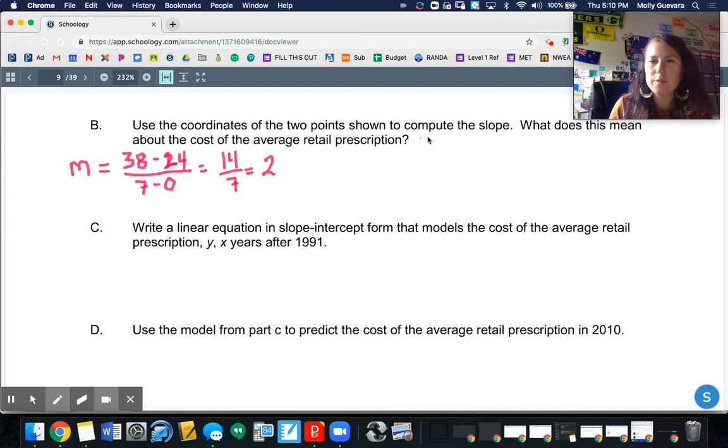So this tells me, and so that's the slope too. What does that mean about the cost of the average retail prescription? It tells me that the cost is increasing $2 a year, right? Every year it's $2 higher. The cost is increasing by $2 per year. We'll totally have to watch this at double speed.